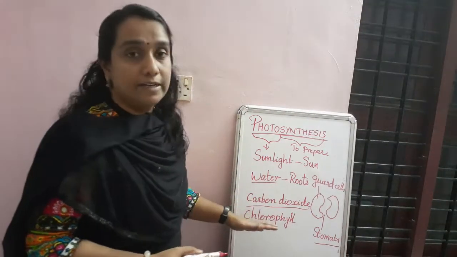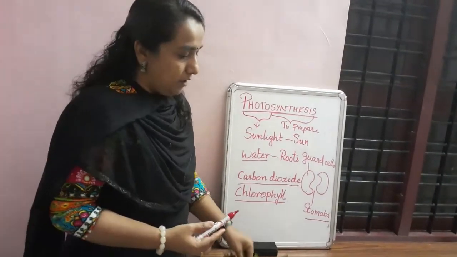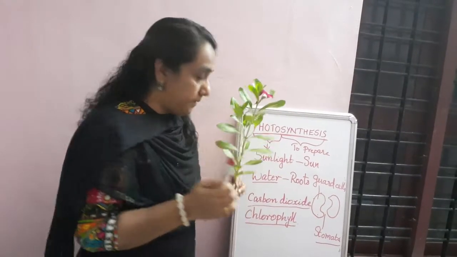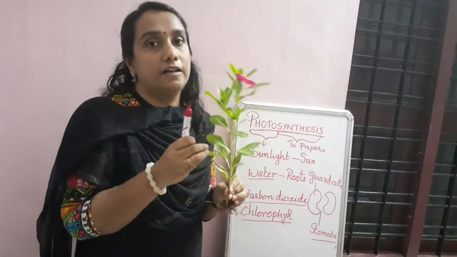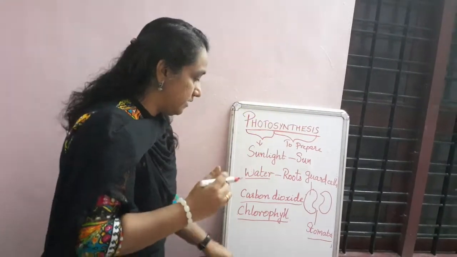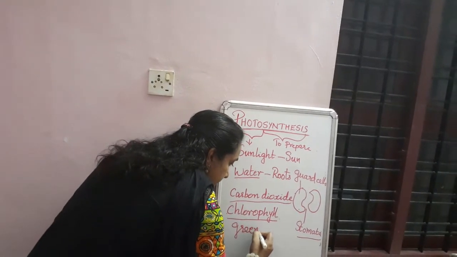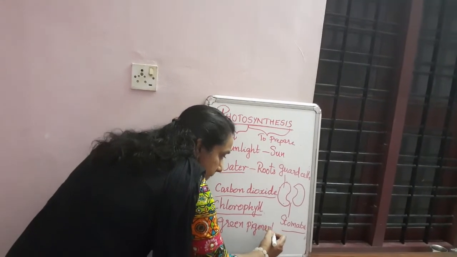So the fourth one is chlorophyll. Have you heard about chlorophyll? How are the green plants getting green color? That is because of the presence of chlorophyll. Chlorophyll gives green color to the plant. So it is a green pigment which gives green color to the plant.